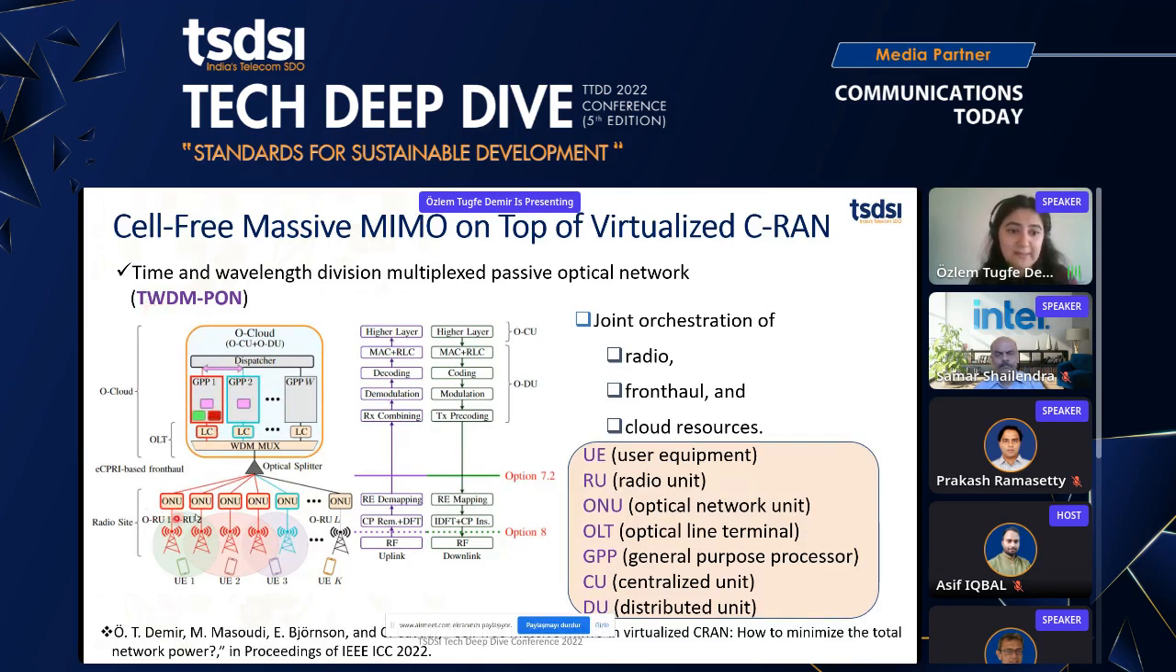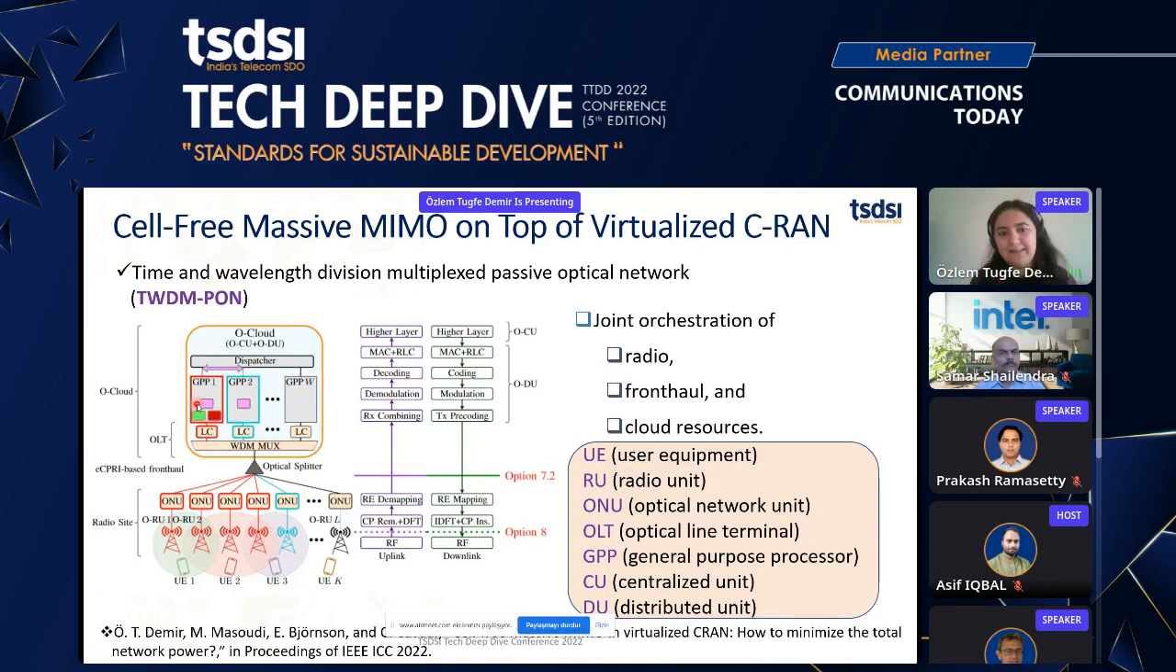So there are optical network units, and these are connected with the fronthaul connection. We have an optical splitter to the O-RAN cloud, and there is an optical line terminal, and we benefit from the virtualization and sharing of the processing tasks in the O-cloud.